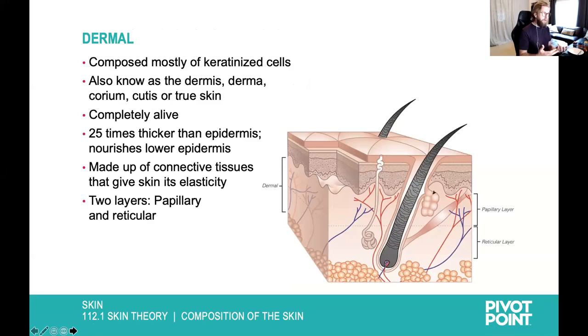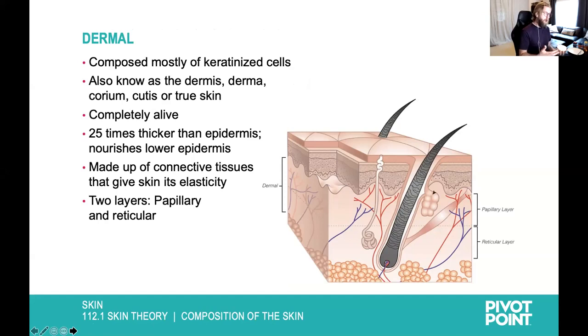The dermal layer itself is mostly composed of keratin cells. Now, we've talked about keratin before. You're probably very familiar with keratin itself. Keratin is the protein that makes up hair, skin, and nails. As I mentioned before, the dermal layer is often also called the dermis, right? We have the epidermis and then the dermis.